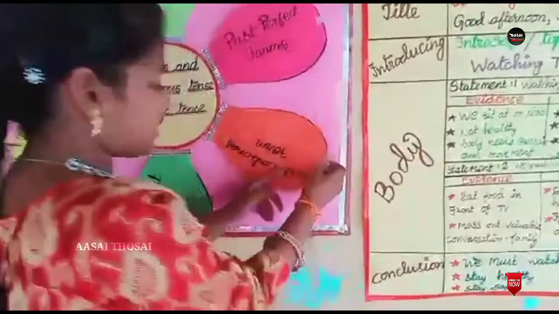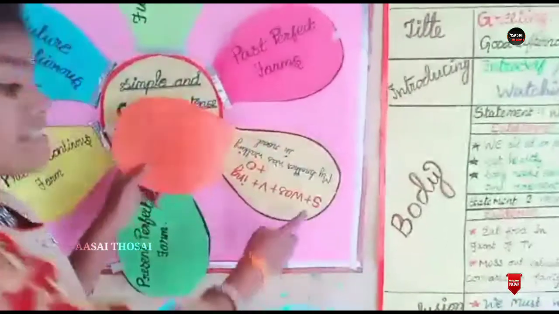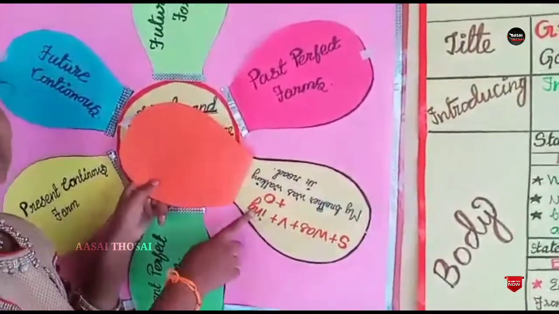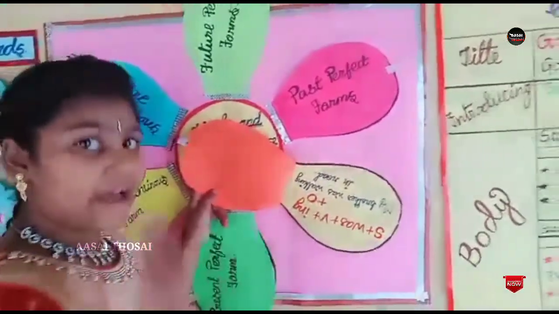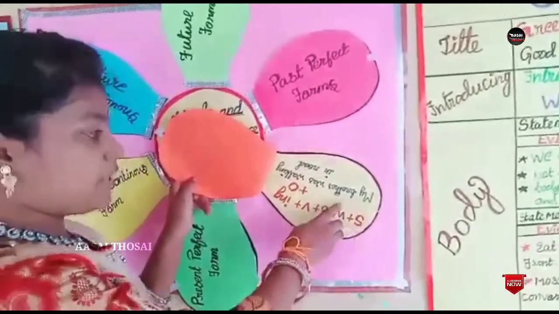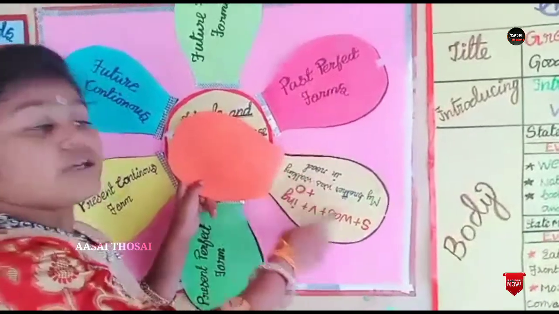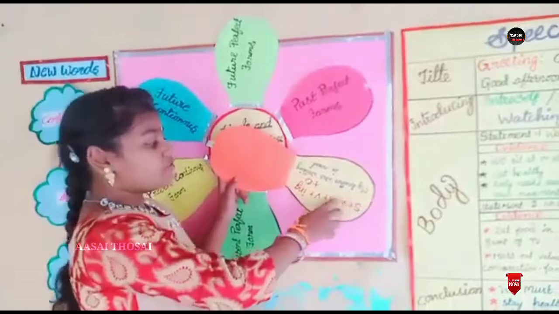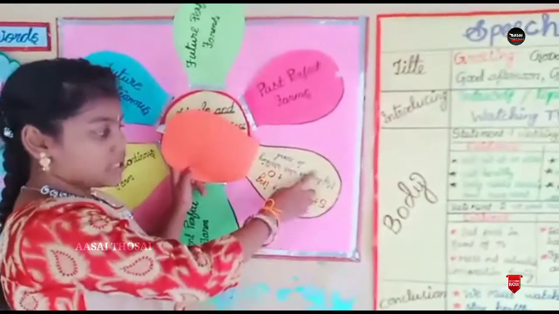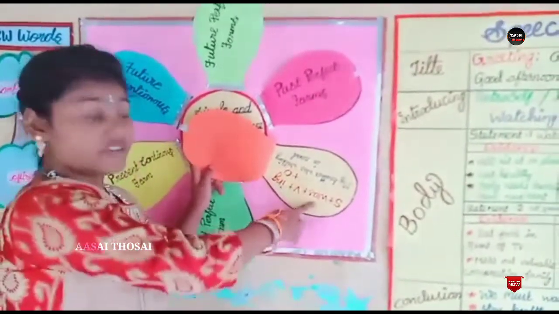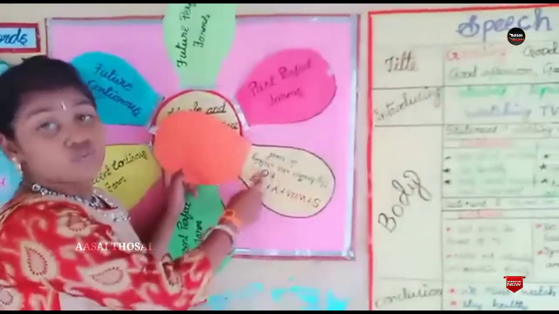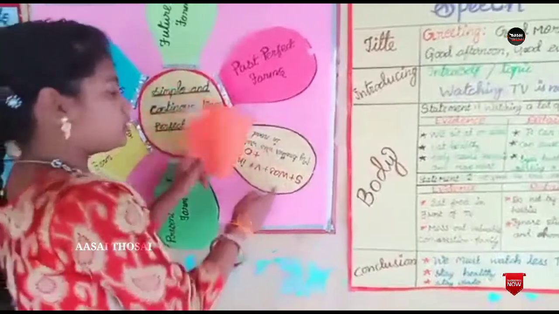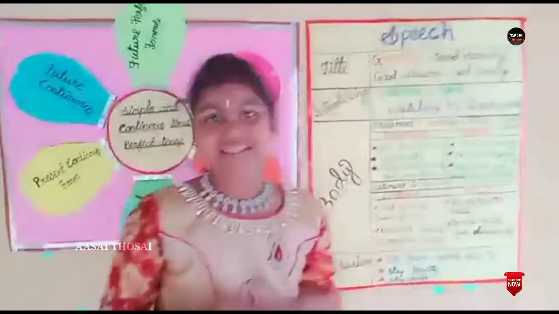Now let's see the past continuous tense. That is subject plus was plus verb plus ing plus object. The sentence is: my brother was walking in the road. Here subject is my brother, we use was, and verb is walk, and we add ing, and in the road is the object. That's it. See students, that's it for the grammar section.